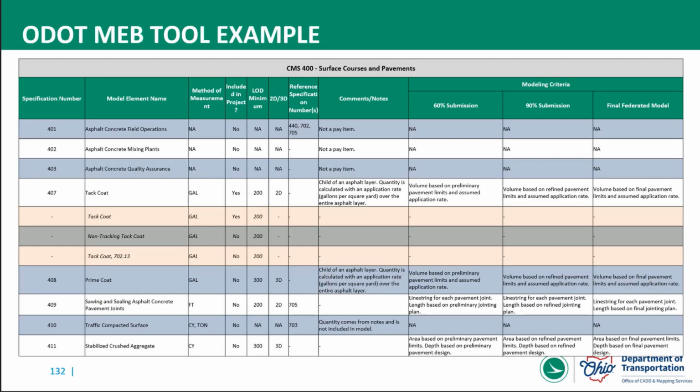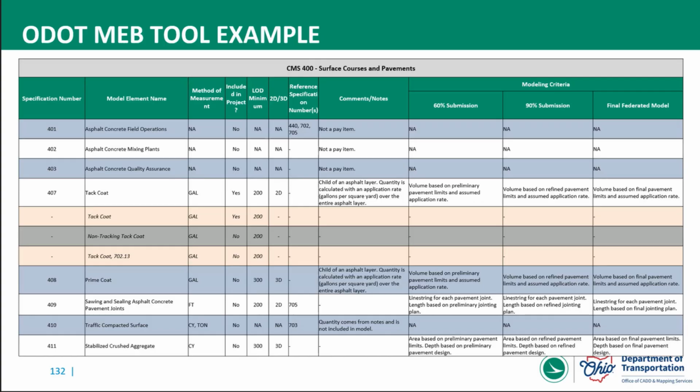So ours looks like this, very similar to what you just saw. Sorry if it's a little bit harder to see, but you'll see the spec number on the left, the model name or the item name. There is a column that says included with project, and then there's the LOD minimum. Some of them say not applicable, obviously if we don't need to model those items or they're not a pay item. You see this example has tack coat as 200, and then prime coat be 300. I'm not sure what the difference would have been.